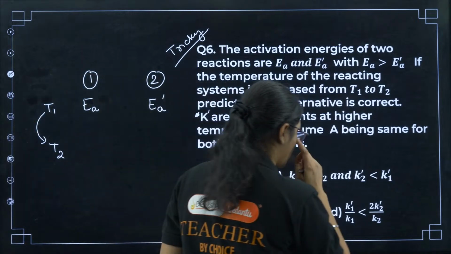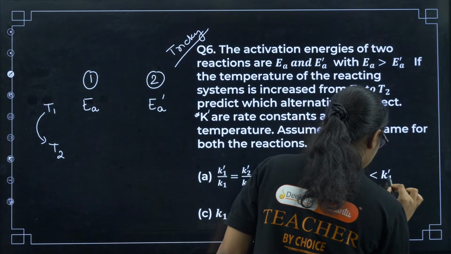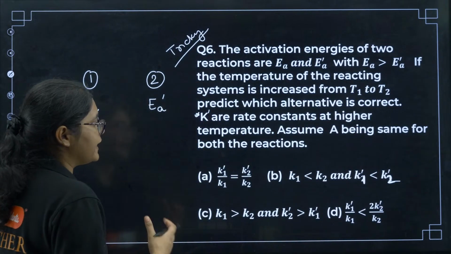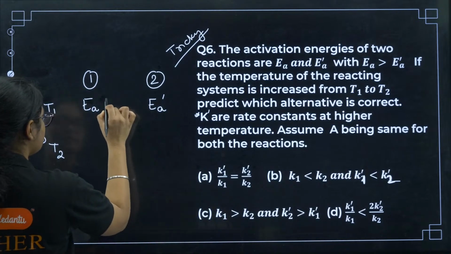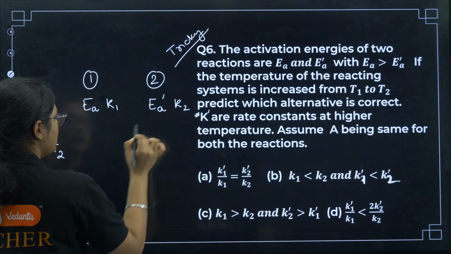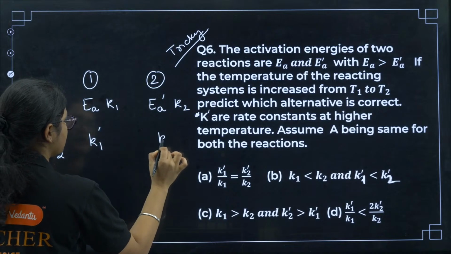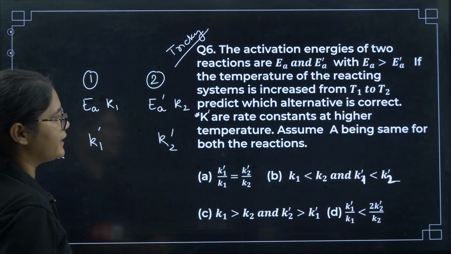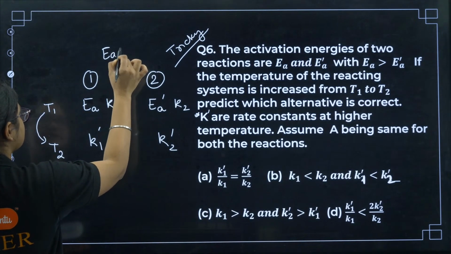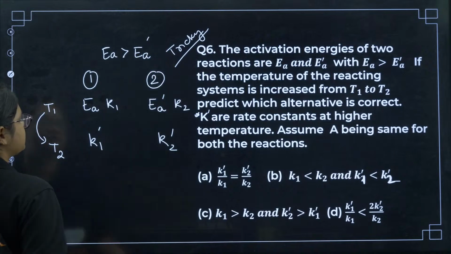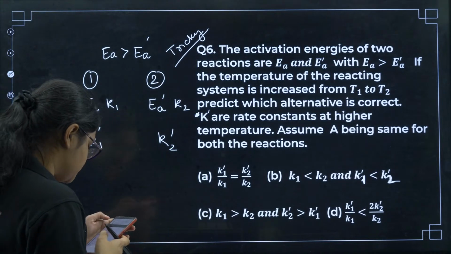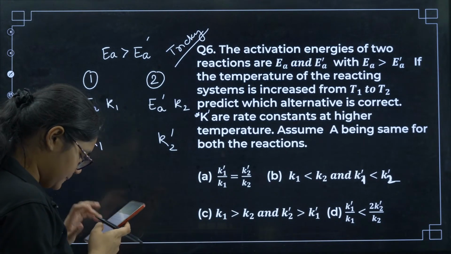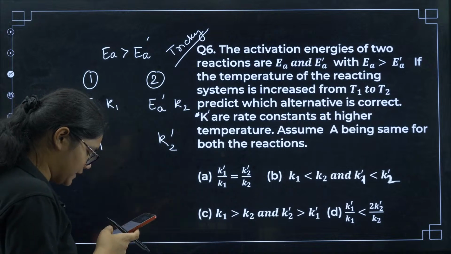K dash are the rate constants at the higher temperature. So here it was, suppose, K1, here it was K2, and here it is K1 dash, and here it is K2 dash. And what is given is the relation between EA and EA dash? EA is greater than EA dash. So which option is correct here? This question is, I will say, a little tricky, so please see the question properly and then answer.